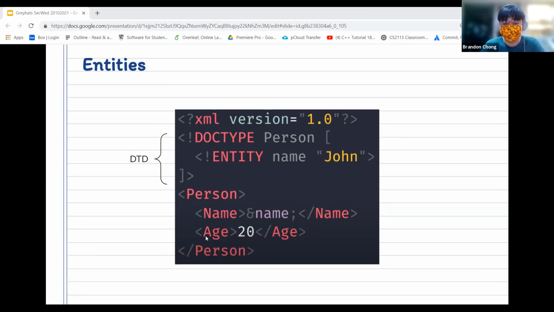This region is your document type definition. So instead of writing the value John directly under here, we define the storage unit, our entity, within our doctype DTD, and then we refer to it within this name text over here. So it's basically just invoking our variable. This is especially useful when you want to reuse the same group of code multiple times. For example, if you want to reuse a certain function or a certain calculation, you can just refer to it using this entity.